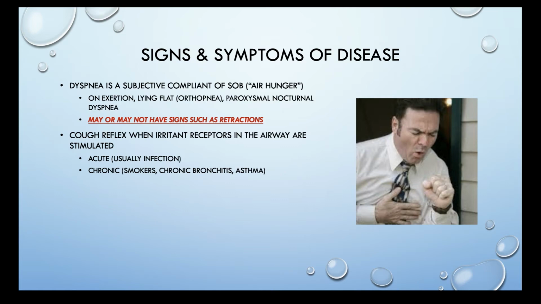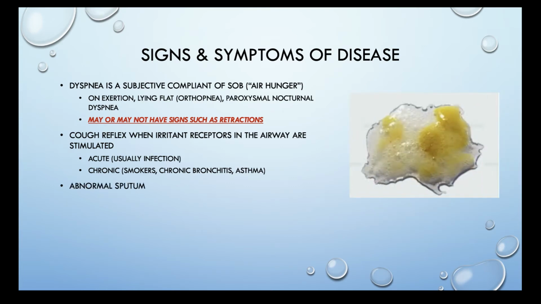So you just have an acute cough, it came on pretty suddenly. It's going to resolve on its own, hopefully, at some point. And again, that's usually due to an infection. People can have a chronic cough, and it's usually the smokers having chronic bronchitis, or our patients with asthma.